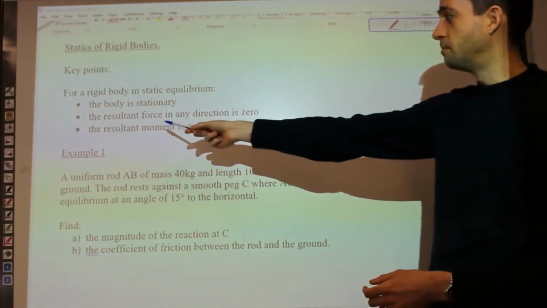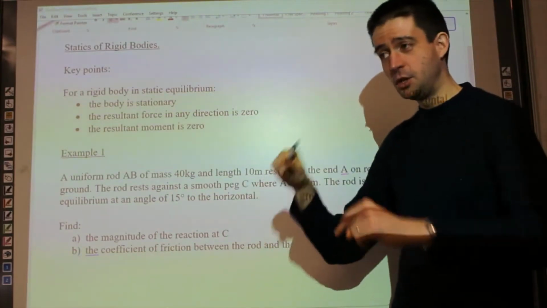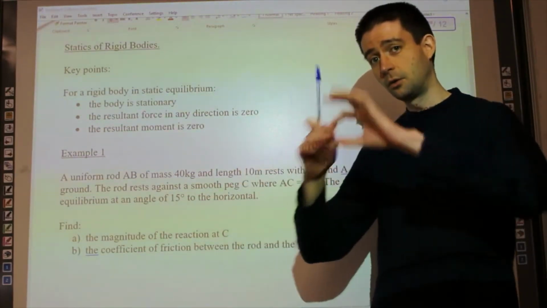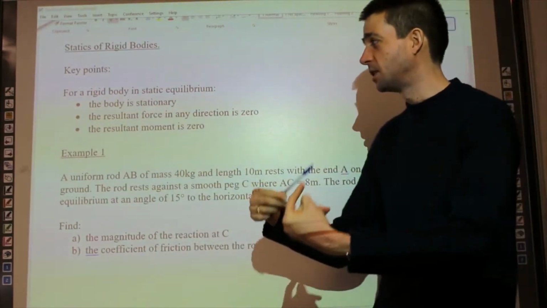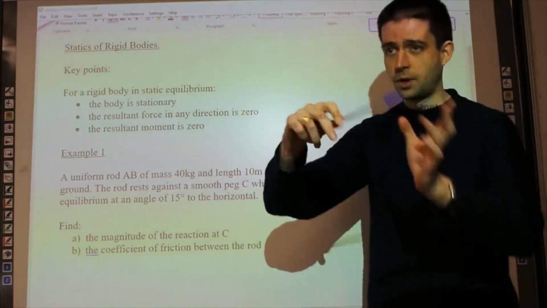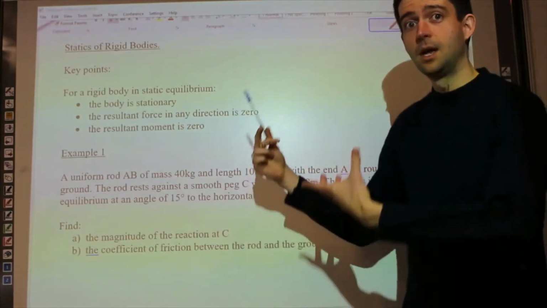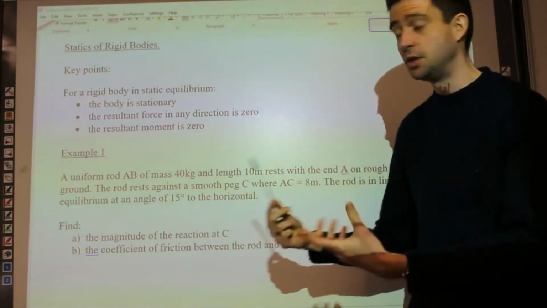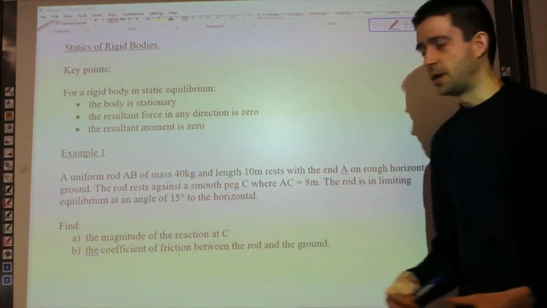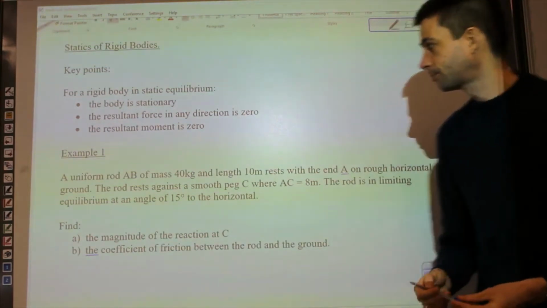Similarly, the resultant moment is zero, and what that means is that you can pivot on any point along the bar and the resultant moment, clockwise, anti-clockwise, they'll balance out to zero. So that's the things that we need to know to be able to do these kind of questions. What I'm going to do now is just take you through example 1.